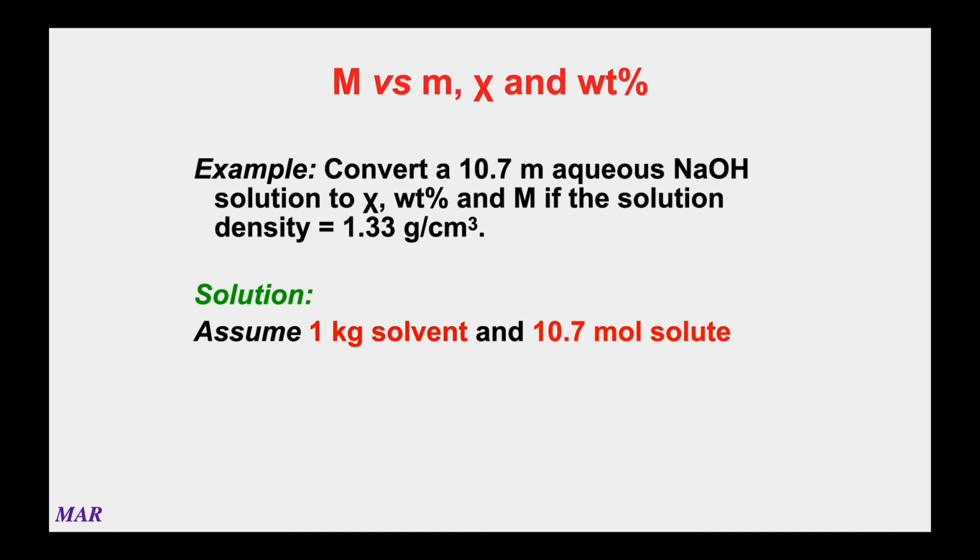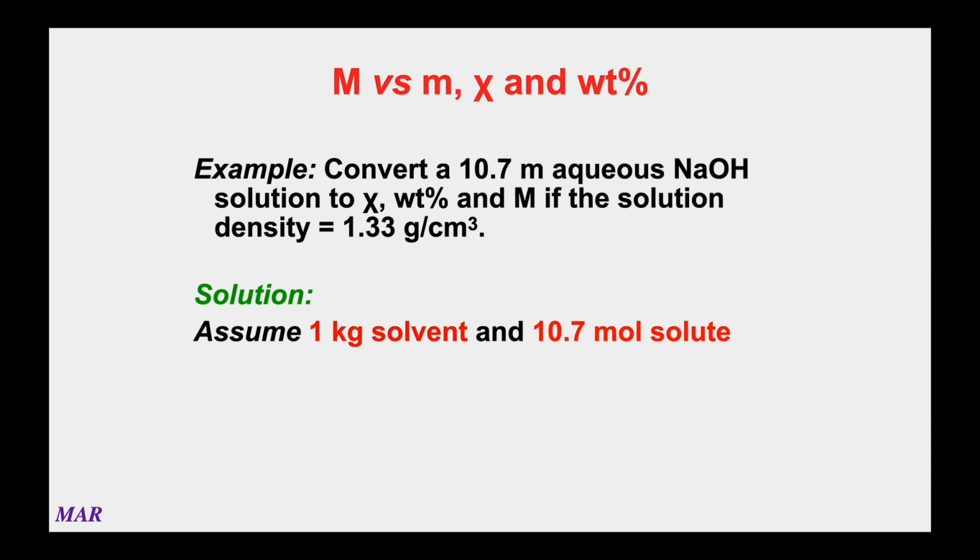No problem. So what we're going to do in this problem is let's first convert the 10.7 molal number to mole fraction and weight percent, because honestly, those are a little bit easier to do. And once we have those down, then we'll go back and we'll turn that kind of information into molarity using the solution density. We won't need the solution density until we hit the molarity.